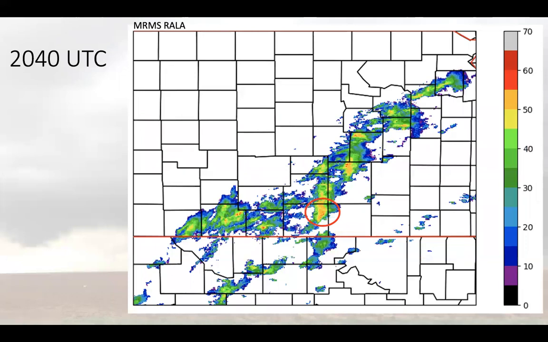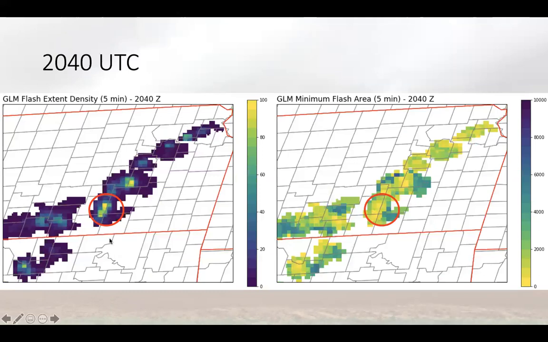Skipping 40 minutes ahead, as the storm began to grow and intensify, we now see a larger region that exceeds about 50 dBZ from the MRMS Rala product. That increase in intensity is also noted in the GLM. This is actually the central part of that storm, at the base of the updraft. And we do see these higher FED values that exceed about 60 throughout a large portion of this region. So we also then inversely see smaller minimum flash areas that are well below 2,000 square kilometers, even below 1,000 square kilometers in several areas within this region.